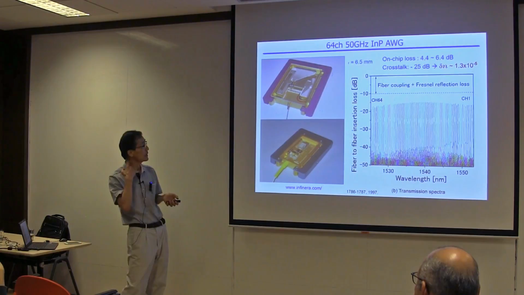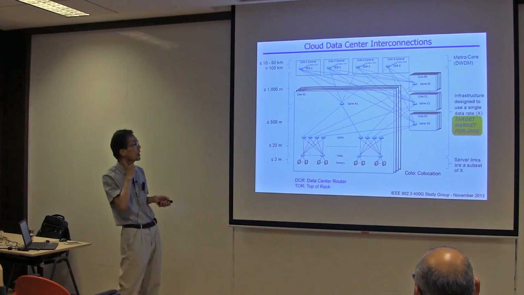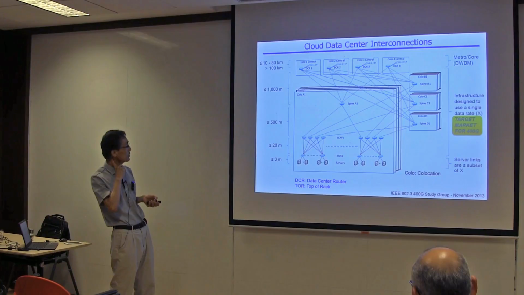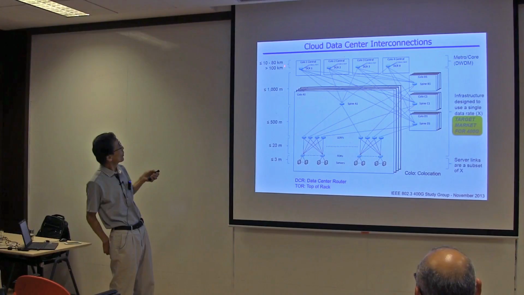Okay, next is the architecture of the data center. As I described, the data center drives every market now, and in our field the capacity increases daily because of data center requirements. There are various kinds of connections required, very short and long. And of course, the signal goes out to the metro or long distance fiber optic network.